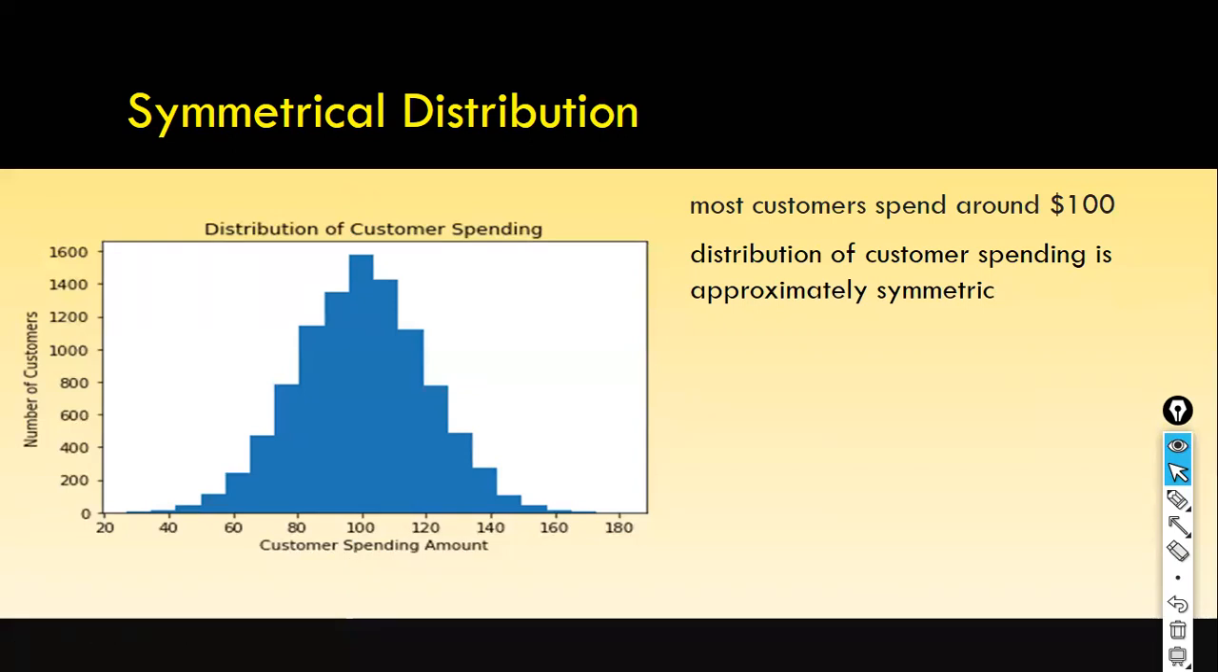The symmetric distribution, or the normal distribution, is nothing but a type of distribution where the left side of your distribution mirrors the right side.